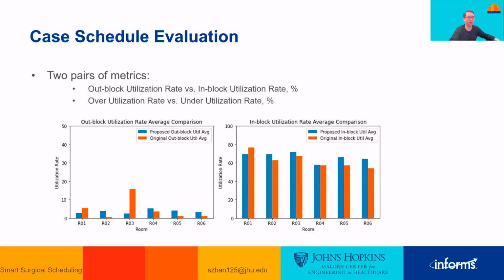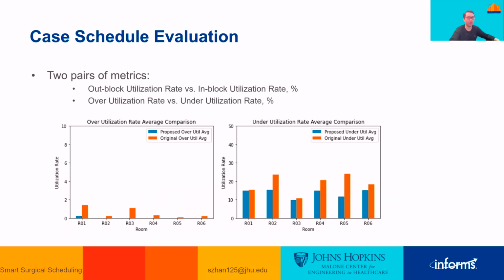Then we compare two pairs of metrics. One pair is out-block utilization versus in-block utilization. The highlight is that the proposed schedule has lower average out-block utilization and higher in-block utilization, which indicates that the proposed one follows the master block schedule better and reduces the block utilization mismatch. Another pair of metrics are overutilization versus underutilization. The highlight is the proposed schedule almost has no overutilization and lower underutilization, which indicates the proposed one managed OR operating hours better and reduced the overall utilization mismatch.